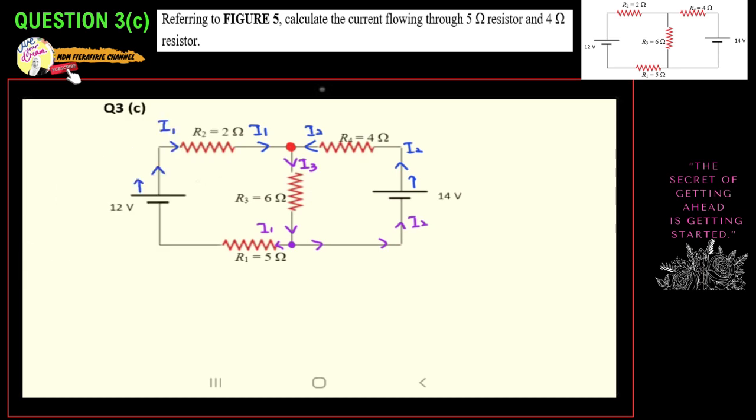For the first loop, I will follow the flow of current, which is clockwise direction. And this one is anti-clockwise direction.